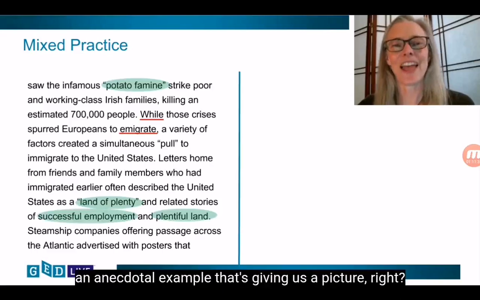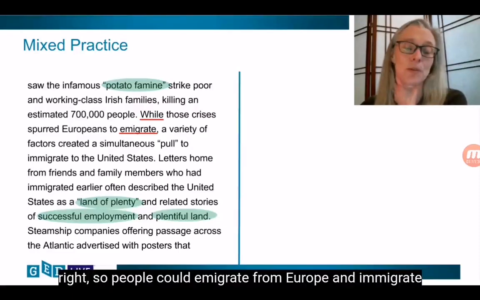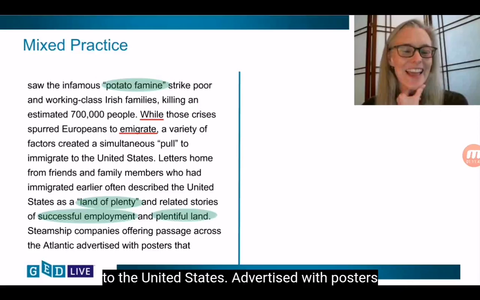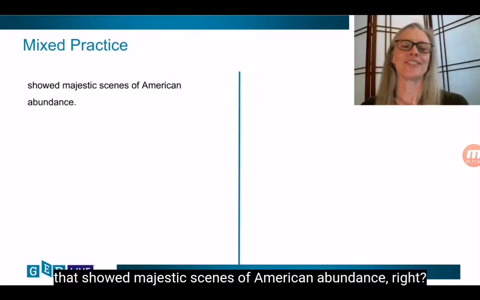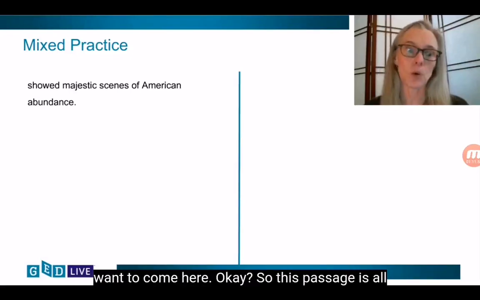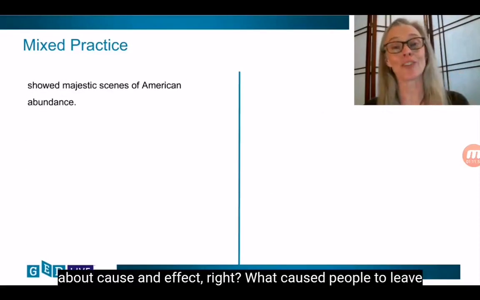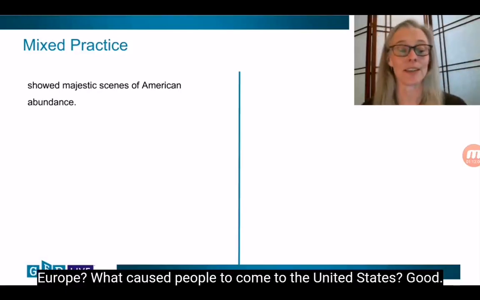People were describing the United States as a land of plenty, with successful employment, plentiful land, and steamship companies. Here's just kind of an anecdotal example that's giving us a picture, right? Steamship companies offering passage across the Atlantic, so people could emigrate from Europe and immigrate to the United States, advertised with posters that showed majestic scenes of American abundance, right? There's lots of everything in America. That's why you'd want to come here. Okay? So this passage is all about cause and effect, right? What caused people to leave Europe? What caused people to come to the United States?